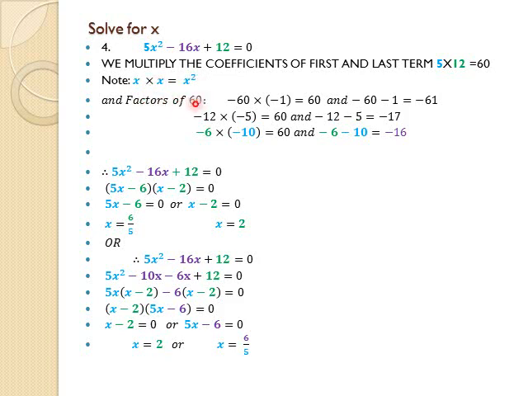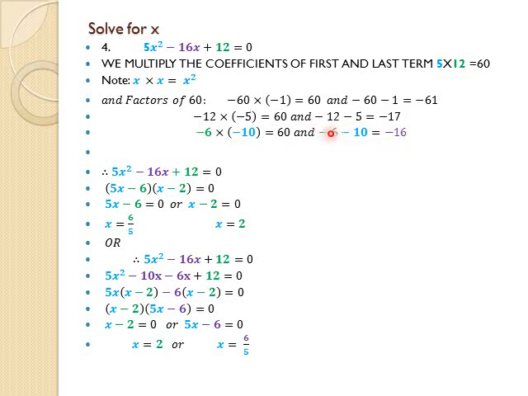So now I need to use the factors of 60 to get to negative 16. Minus 60 times minus 1 equals 60, but minus 60 minus 1 gives me negative 61, which is not there in the middle. Negative 12 times negative 5 gives me positive 60, but negative 12 minus 5 gives me negative 17, which is not given in the middle. Negative 6 times negative 10 gives me positive 60, and negative 6 minus 10 then gives me negative 16.